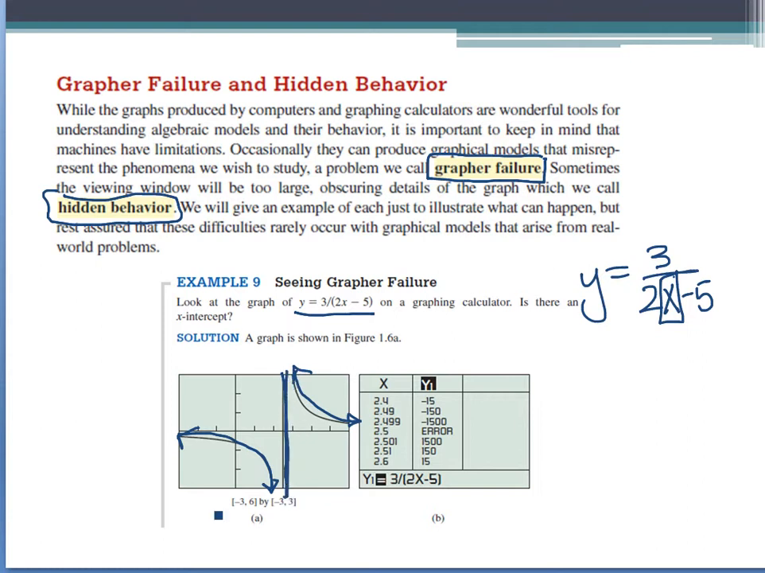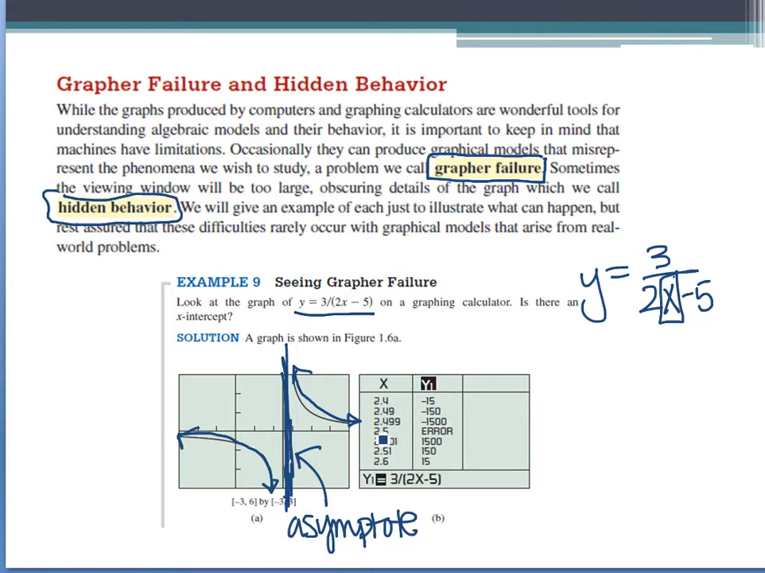Now, that is not part of the graph. That is the asymptote, except the grapher doesn't really see that as an asymptote. It doesn't graph asymptotes. It's trying to connect dots that shouldn't be connected. It wants to connect things.